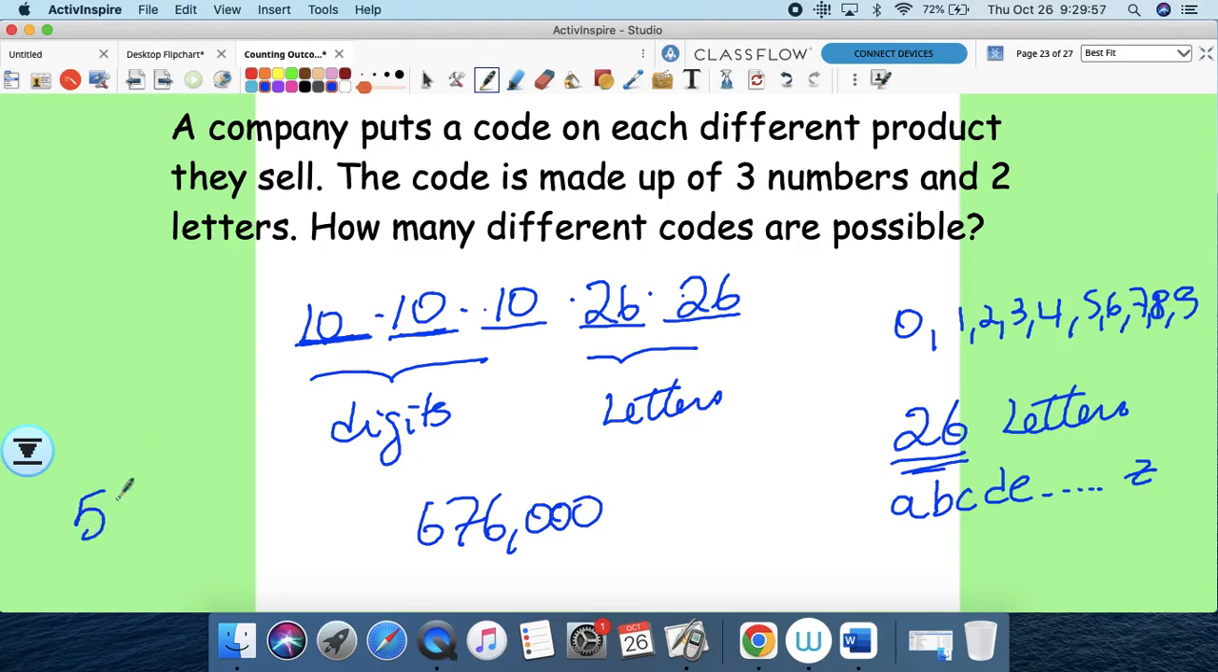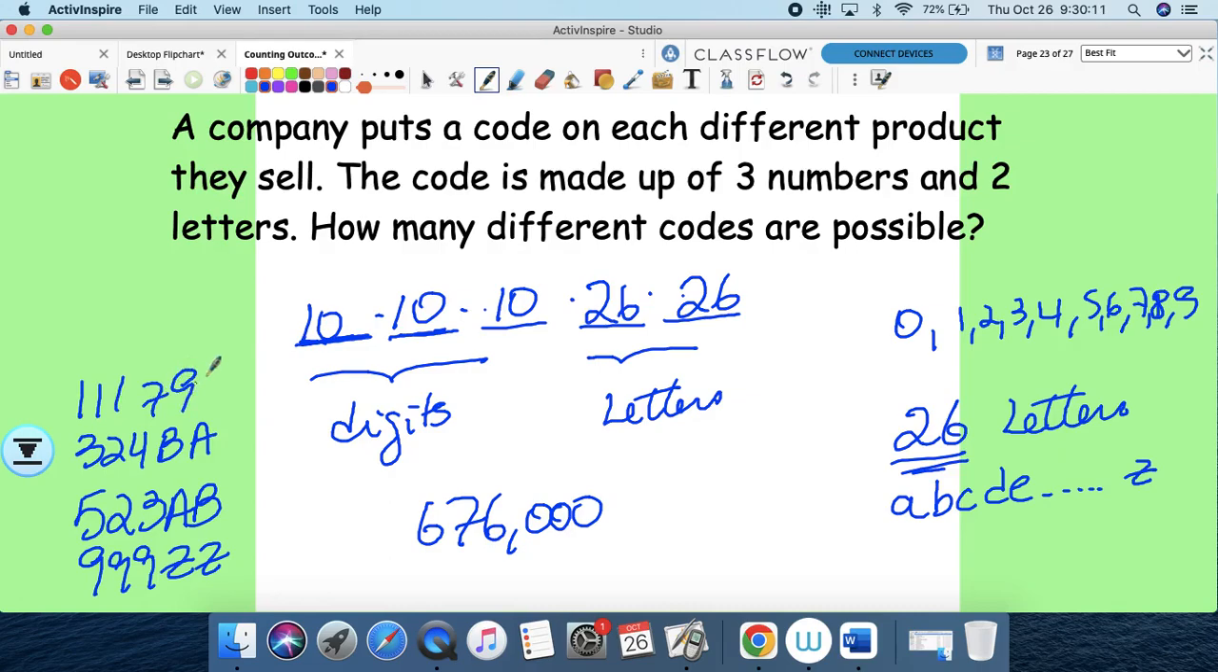So remember, here I'll give you an example of a code. It could be 523AB. That's a code. It could be 999ZZ. It could be 324BA. It could be 11179, right? These are codes, right? So how many different codes can we make? We can make 676,000.